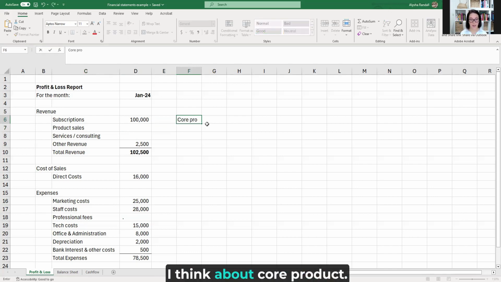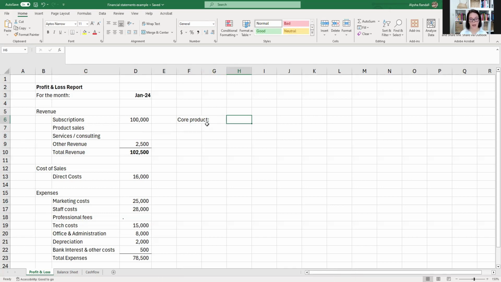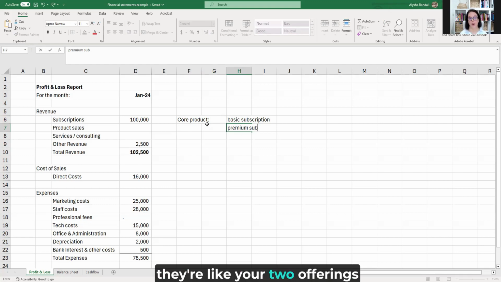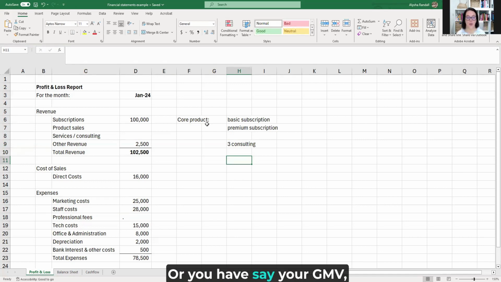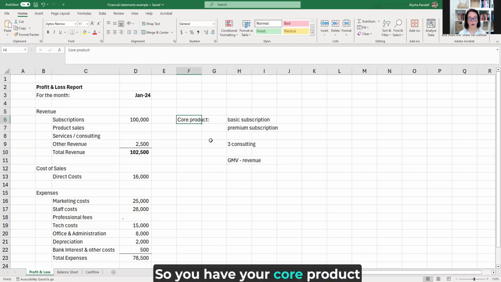Generally, I think about core product. So what is my main product offering? Maybe you'd have, say, I'll go back to a subscription. Say you have a basic subscription, and then you have a premium subscription, and they're like your 2 offerings. Or you have your 3 different consulting offerings, or you have, say, your GMV, so your sales, essentially. So you have your core product offering.